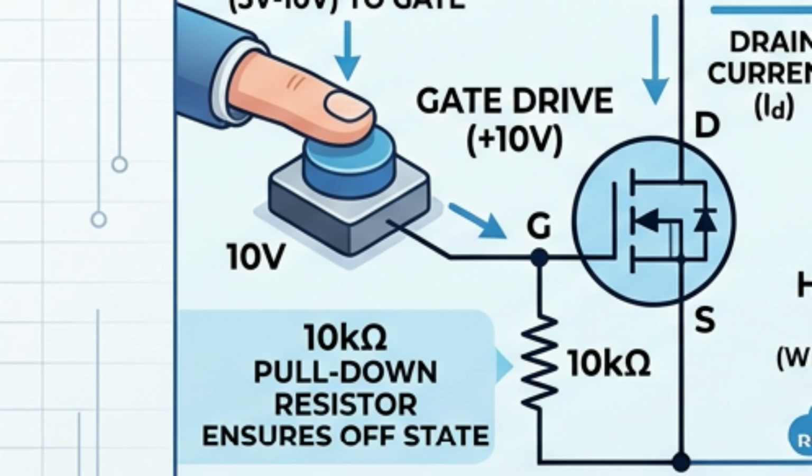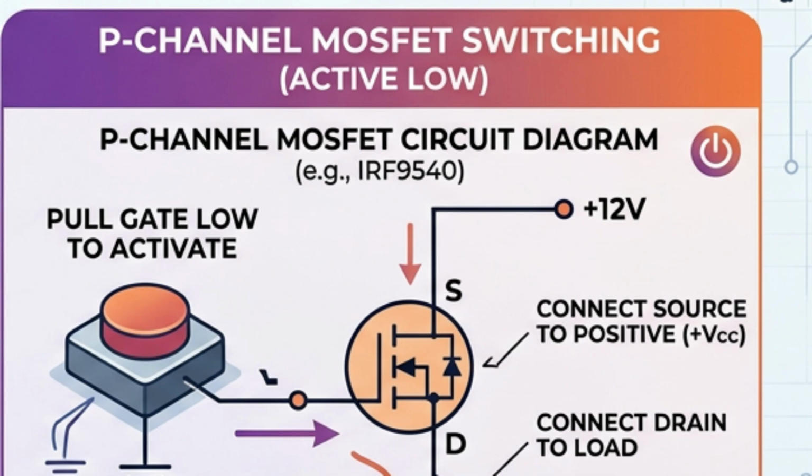The 10 kilo ohm resistor to ground ensures it stays off when no signal is present. For P-channel, it will be different. You connect the source to positive, the drain to the load, and pull the gate low to activate it.